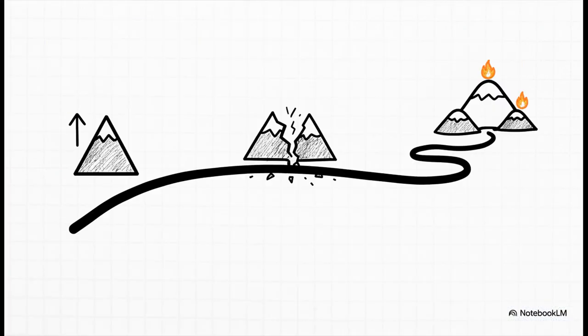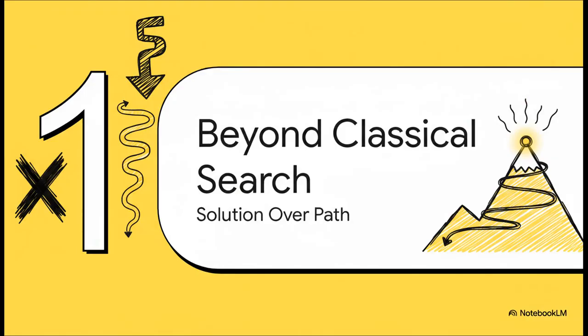So here's the game plan. First, we're going to break down a really simple, intuitive strategy called hill climbing. Then we're going to expose its one major fatal flaw. And finally, we'll see how a super clever technique, inspired by blacksmithing of all things, called simulated annealing, swoops in to save the day.